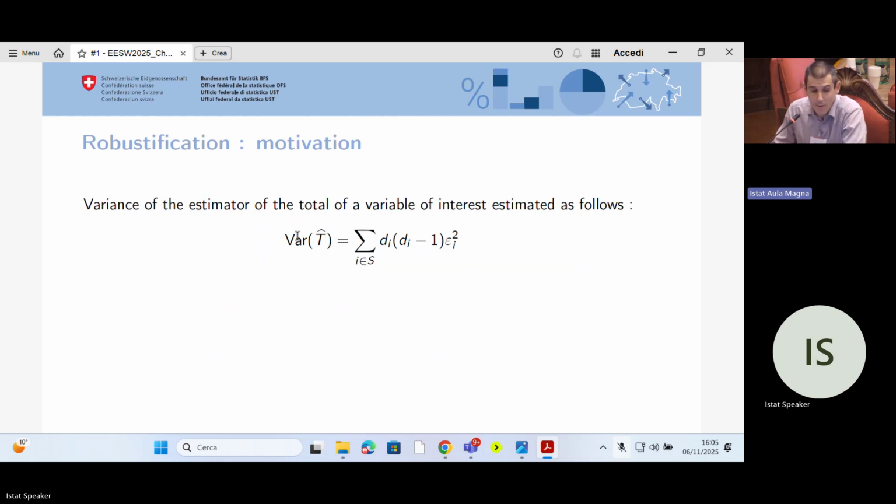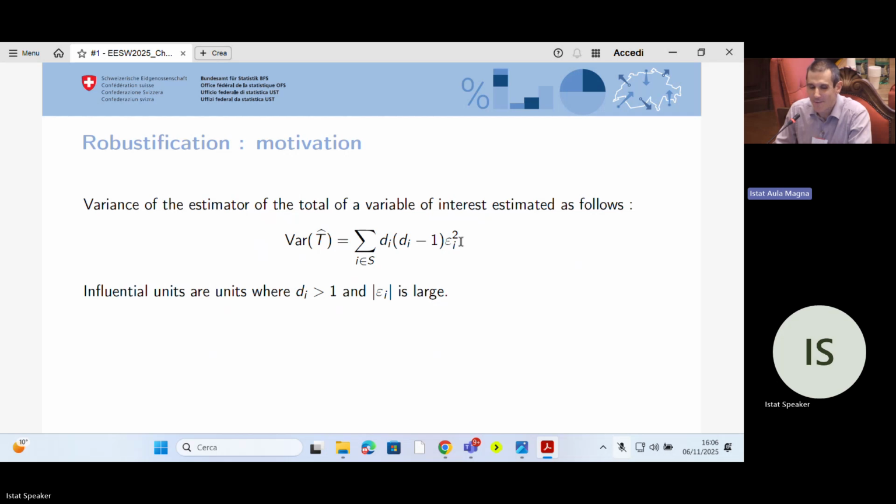The problem is that when you calculate the variance of the total, for example, the total of the value added, this variance is directly linked to how big these residuals are. So if some companies have huge residuals, epsilon I, because we failed to predict what they were going to respond, your variance is going to be high. And when you look at this formula, it depends also on the weight, that DI that we give to the company.